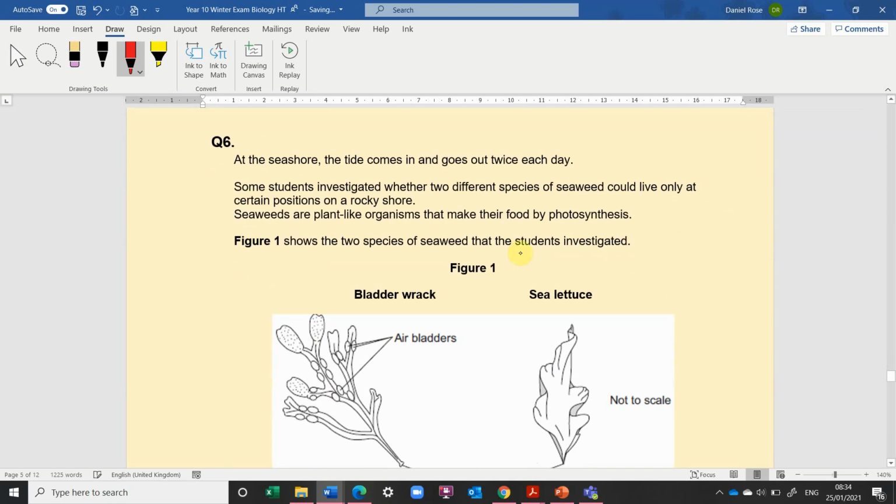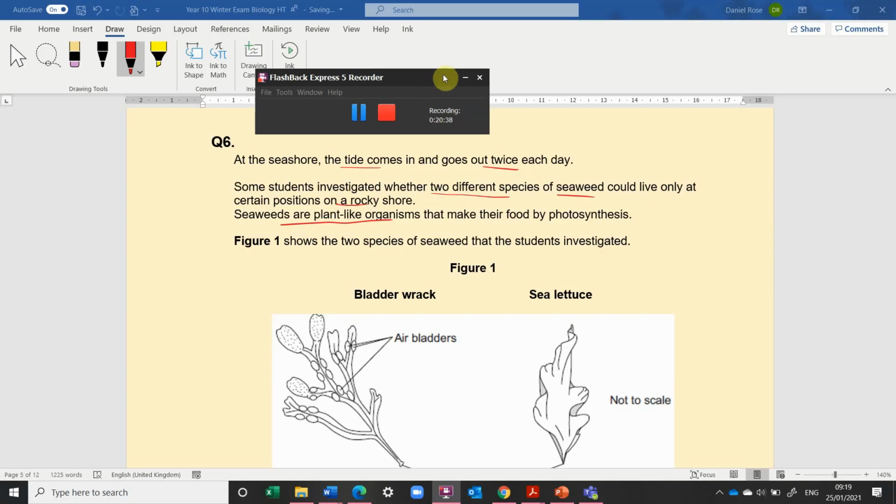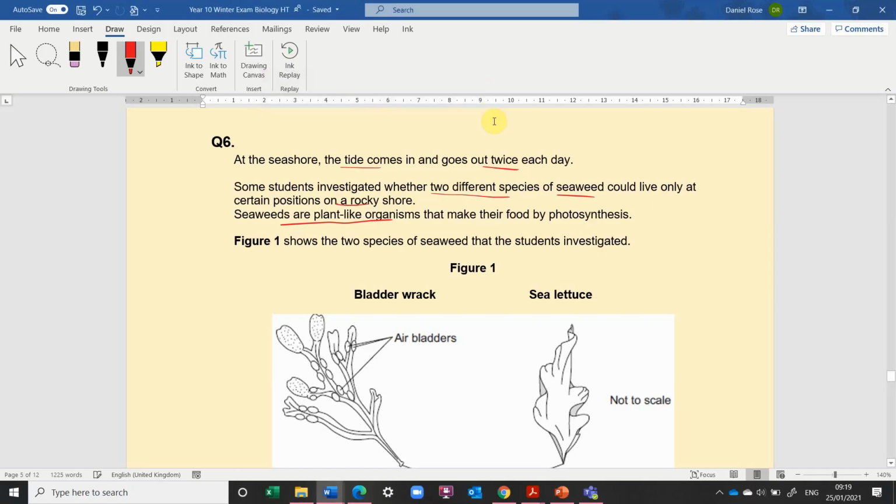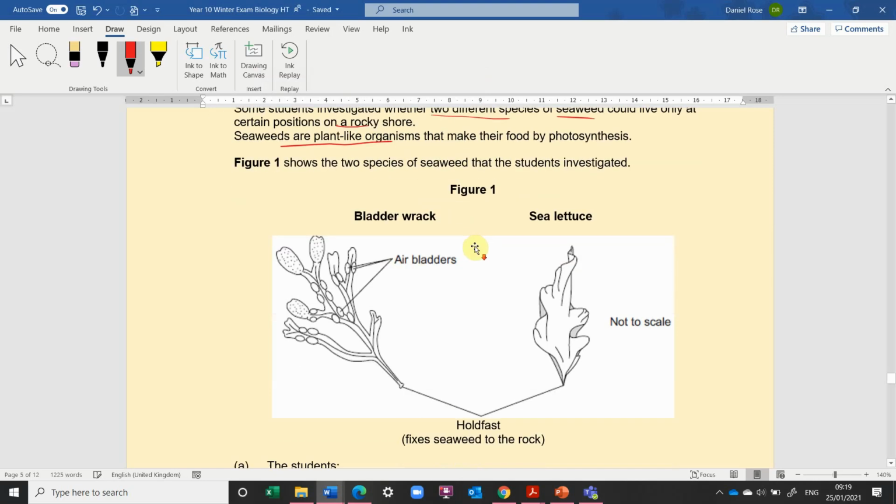Okay. At the seashore, the tide comes in and out twice each day. Some students investigated whether 2 different species of seaweed could live only at certain positions on a rocky shore. Seaweeds are plant-like organisms that make their food by photosynthesis. So this question's on the rocky seashore, and it shows 2 species of seaweed that students investigated. And typically in an exam, you probably haven't heard of bladderwrack, and you probably haven't heard of sea lettuce, although they are the most common types of seaweed you'd see if you went down many rocky beaches.